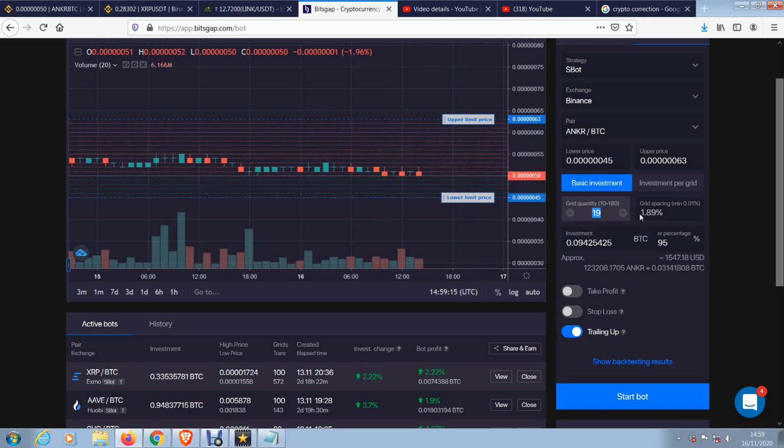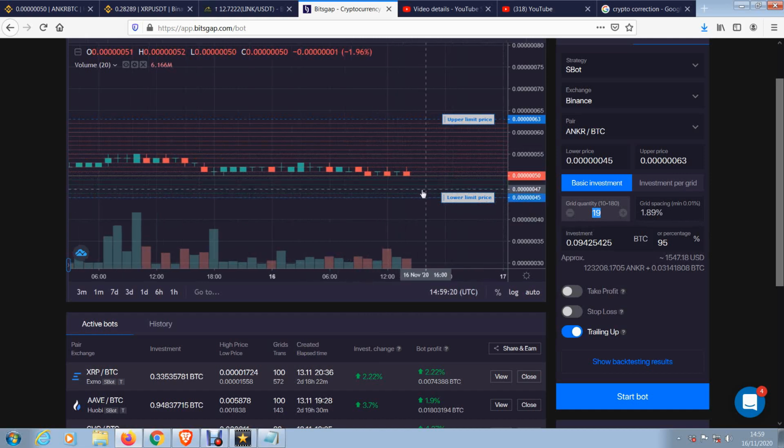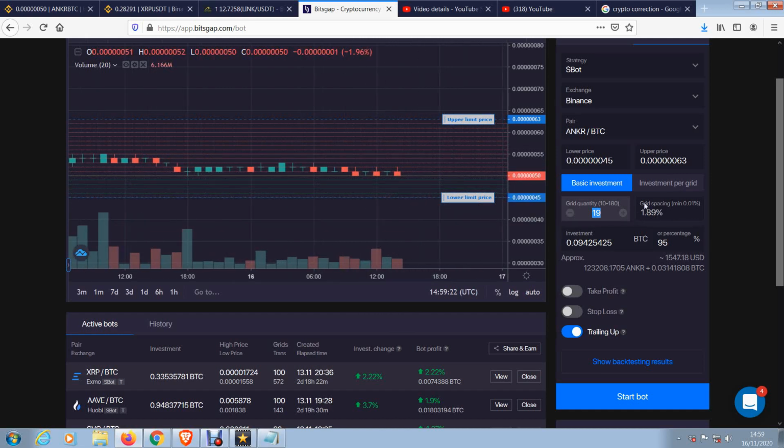The grid spacing is, in this instance, 1.89%. The reason for that is because each tick down essentially would be that amount, because we're talking Satoshis here, we're not talking about Tether or dollars. So a single tick down is almost a 2% tick down, a tick up, again almost a 2% tick up. So each time the bot makes a transaction, if it were to tick up, that would be thereabouts a 2% profit: buying down here, selling up here, buying, selling, buying, selling.